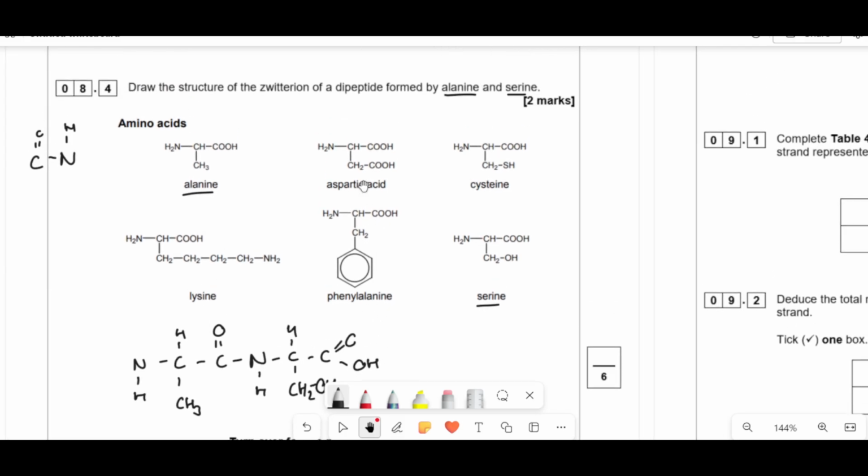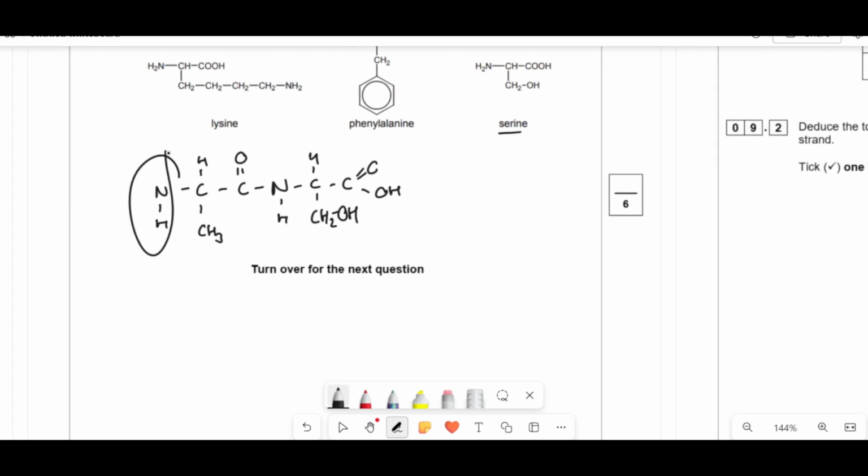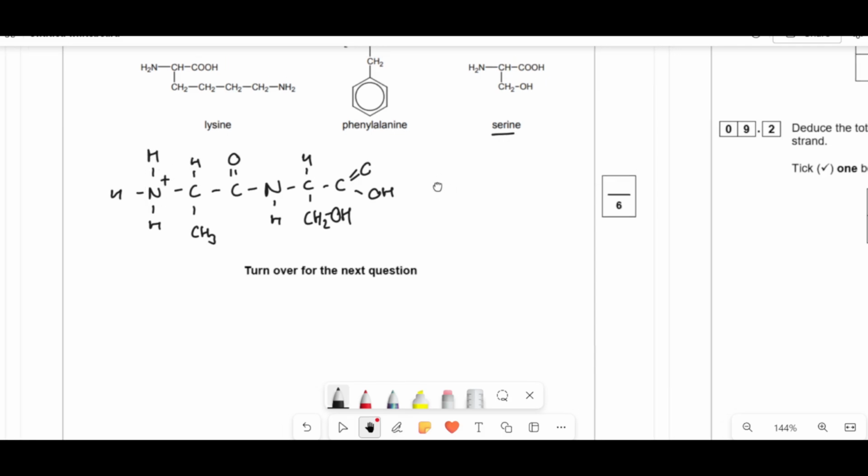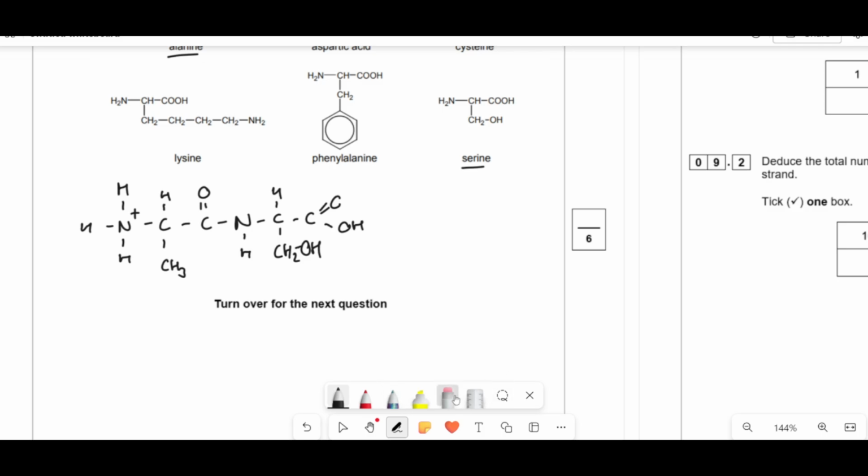Now the thing is though, here it's saying it's a zwitterion. So if it's a zwitterion, what's going to happen is this amine group is going to accept a proton. So I've actually forgotten to draw the other H there. Whoops, it's going to accept a proton. So we actually get another H here, and this becomes a positive because it's got the extra H plus. And this will have lost a proton, given it away because it's an acid, to form this.